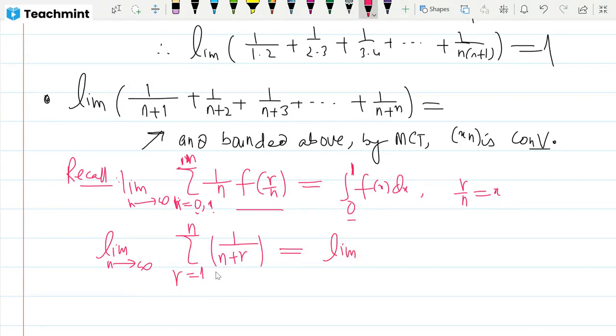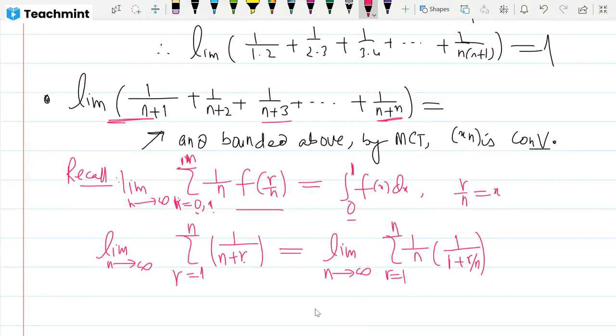If you take r equals 1, we get the first term 1 by n plus 1. If you take r equals 2, we get the second term, 1 by n plus 2. If you take r equals 3, we get the third term, and so on. If you take r equals n, we get the last term. So we write this limit equivalently as a finite sum, with n tending to infinity. Now taking n outside, the sum over r equals 1 to n becomes 1 by 1 plus r by n.